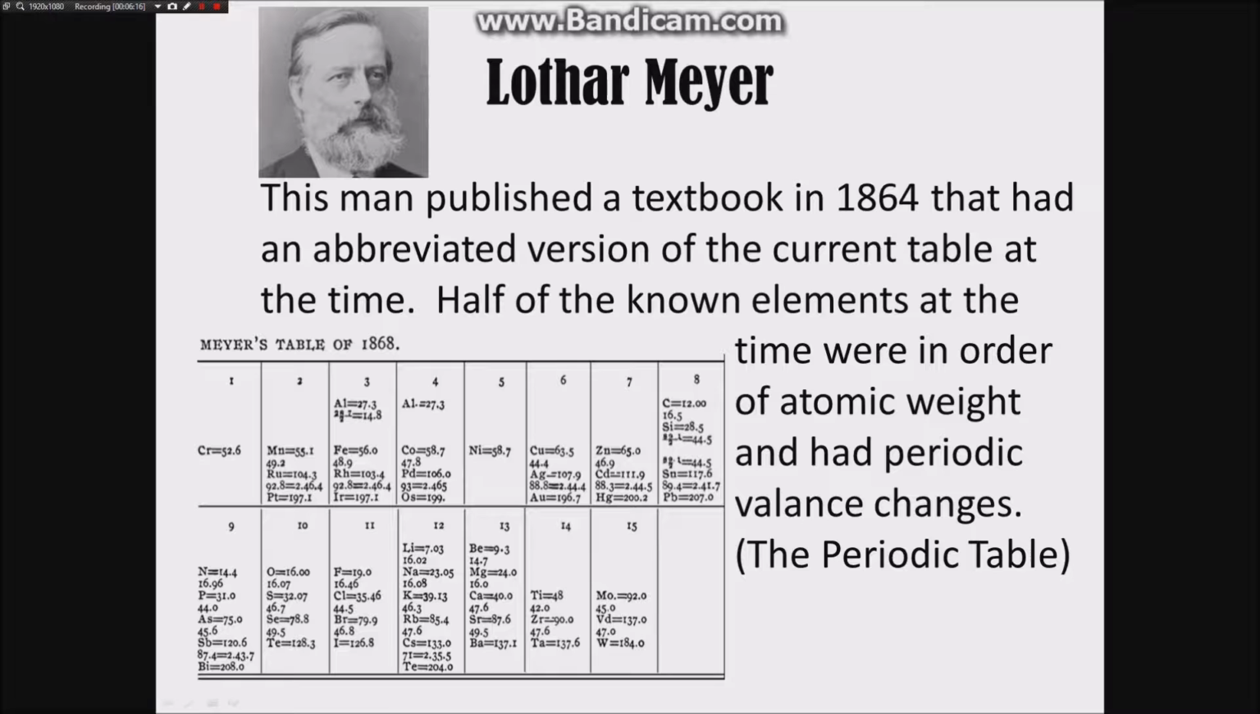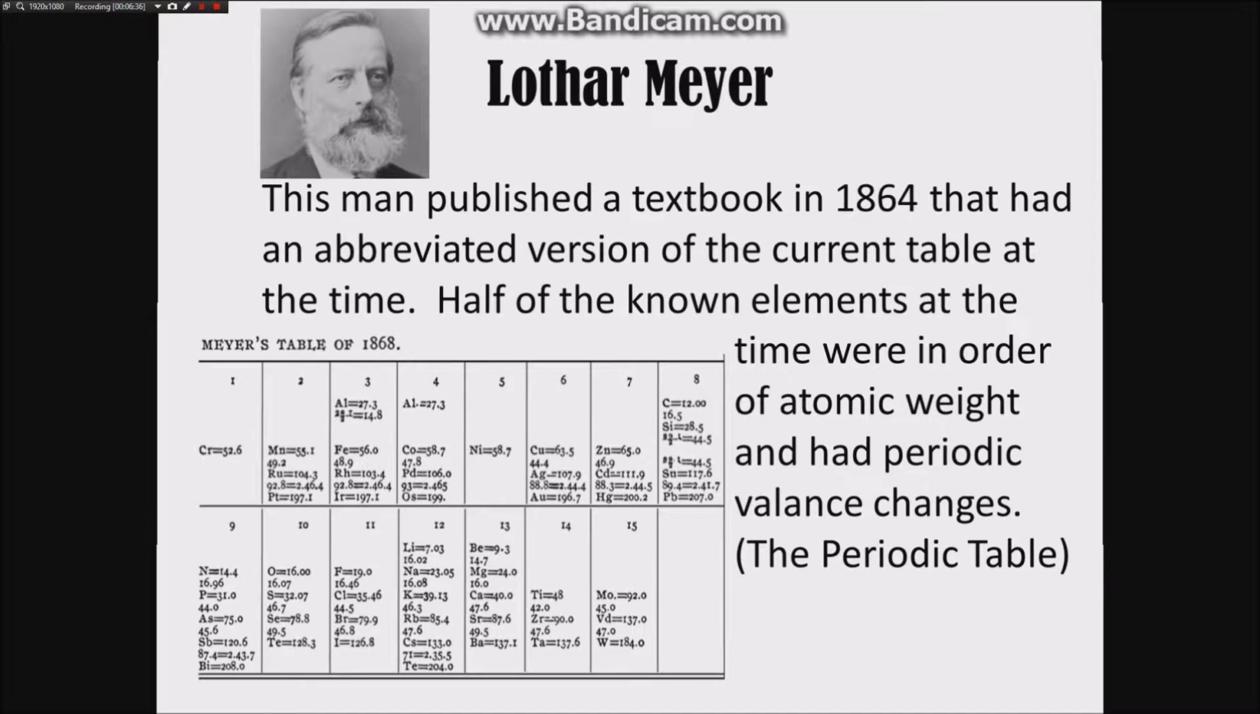So, Lothar Meyer, he published a textbook in 1864 that had abbreviated versions of the current table at the time. Half of the known elements at the time were arranged by atomic weight and valence changes. So as you can tell here, you can see how it changes, and you can already see some of the elements we see. So Au, I'm pretty sure that's gold. One, I'm pretty sure, don't hold me to that one though.